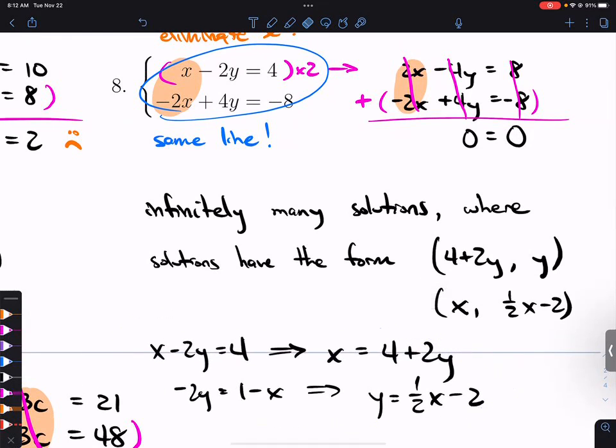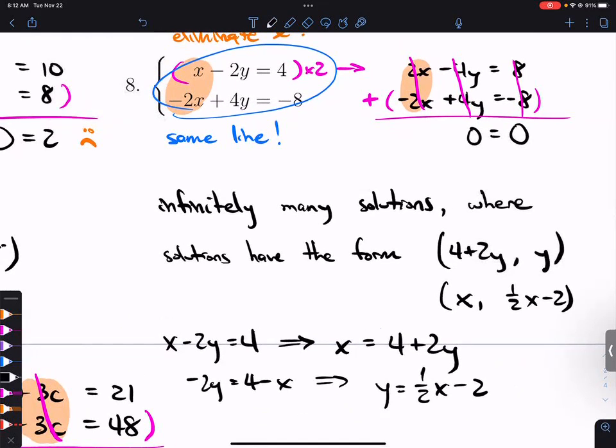There are infinitely many of them, but that doesn't mean that every single point in the whole plane solves the thing. It's still points on the line, right? So what this first one says is, if you give me a y value, this thing is going to find the x that goes with it so that you land on that line, right? So if you tell me that y is 3, well then 4 plus 6 is 10. 10, 3 is a point on that line.